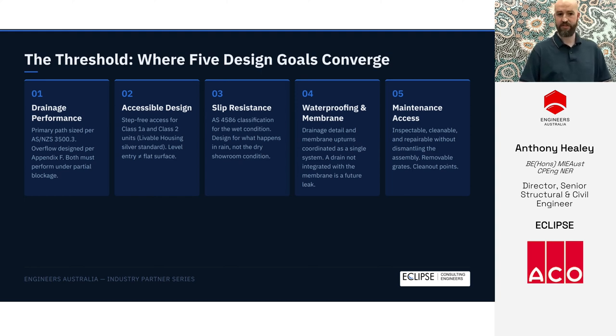Slip resistance. The surface must meet the relevant AS 4586 classification for the wet condition, not just dry. Waterproofing and membrane continuity. The drainage detail and waterproofing plane must be coordinated as a single system. A drain not integrated with the membrane upturns is a leak waiting to happen. And maintenance access. The threshold must be inspectable, cleanable, and repairable without dismantling the full assembly. NCC 2025's broader Part F1 framing reflects this integrated requirement.